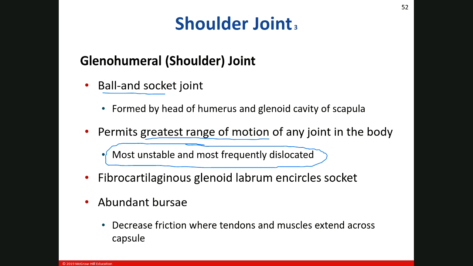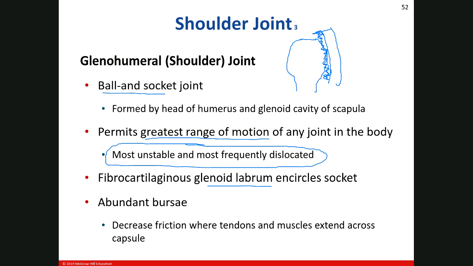The problem with the glenohumeral joint, and you saw it when we were labeling, is that the glenoid fossa is pretty shallow compared to the head of the humerus. So what has happened is you have this fibrocartilaginous ring that covers the end of the glenoid fossa, and that makes the joint a little bit deeper, because it's a relatively shallow joint.